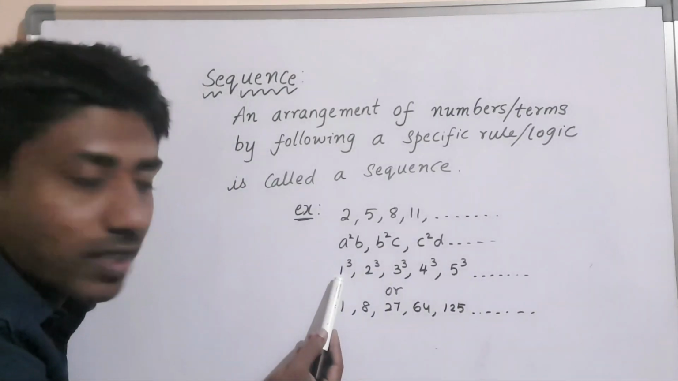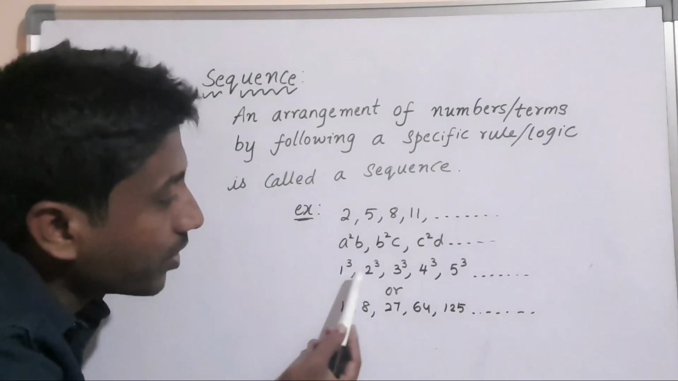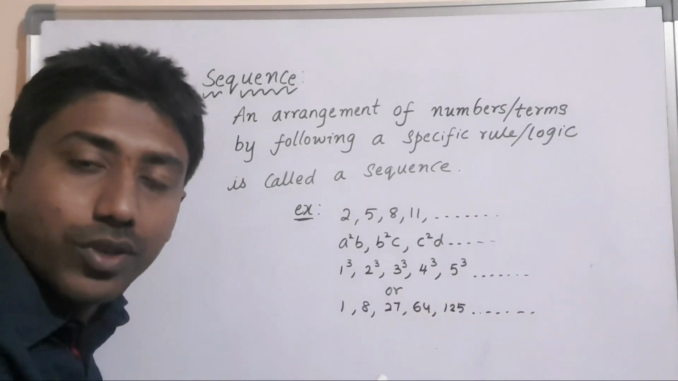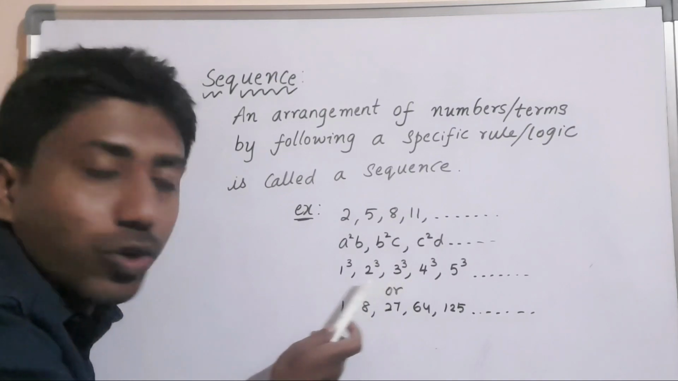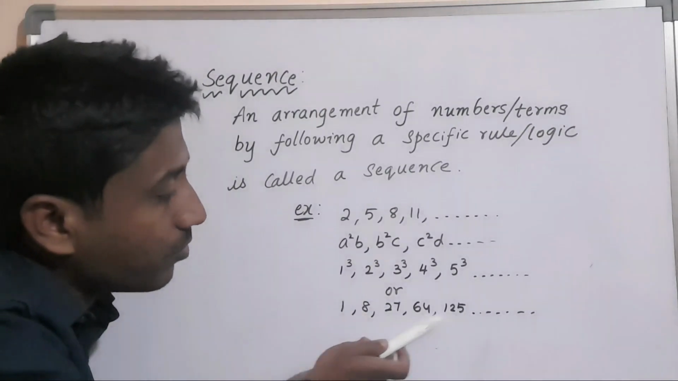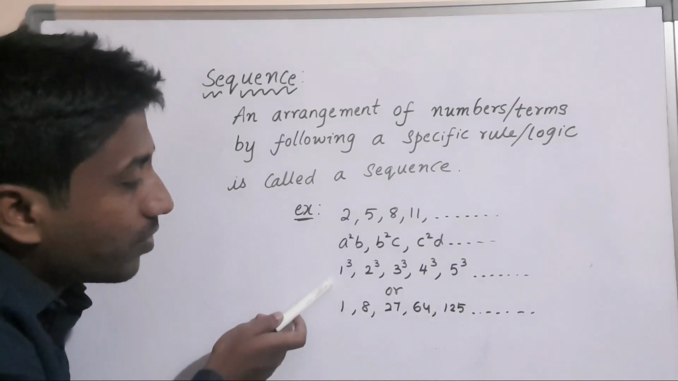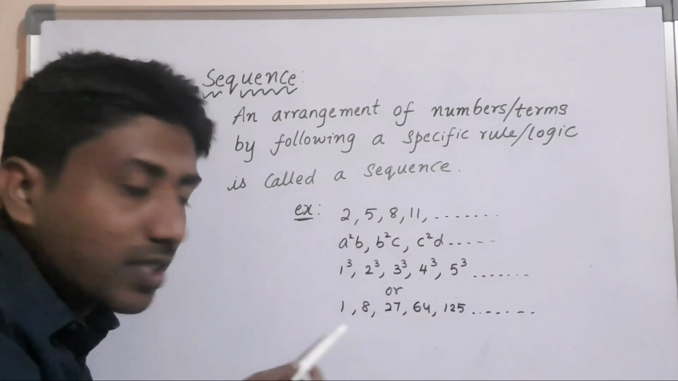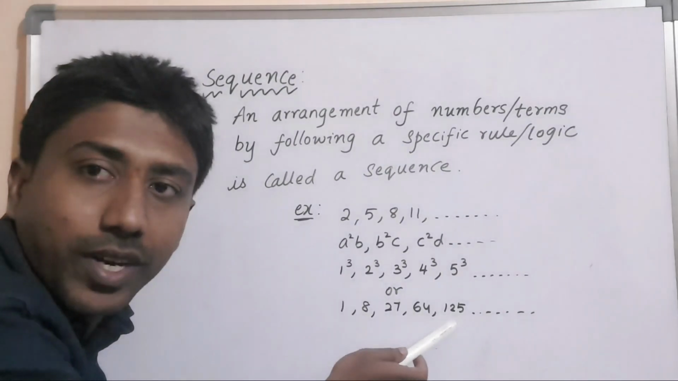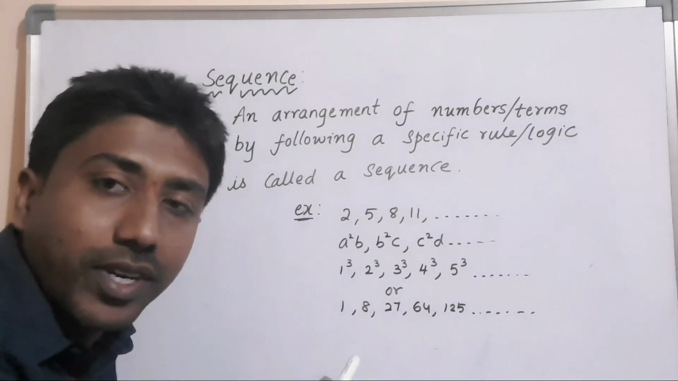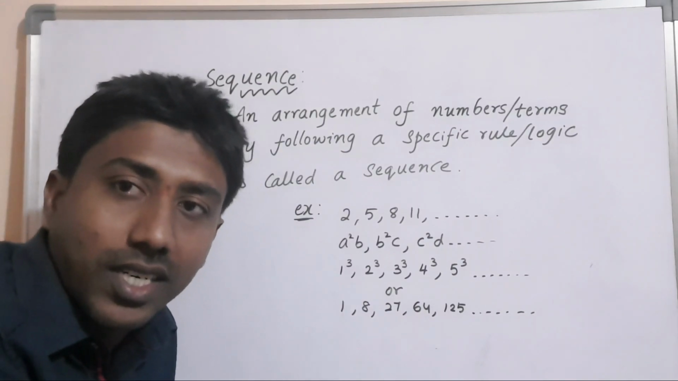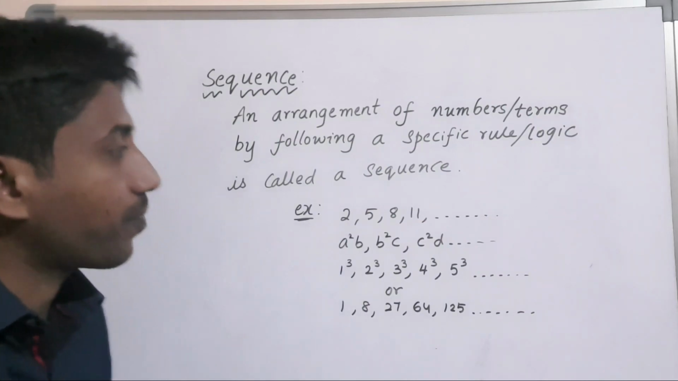Next, the third sequence is 1 cube, 2 cube, 3 cube, 4 cube, 5 cube, and so on. So here these are the cubes of natural numbers. Okay, 1, 8, 27, 64, 125. We can write the cubes of natural numbers in this way: 1, 8, 27, 64 and 125. Now you have to identify which type of sequence it is or which logic is followed.